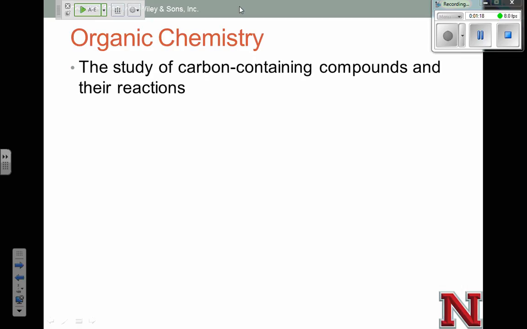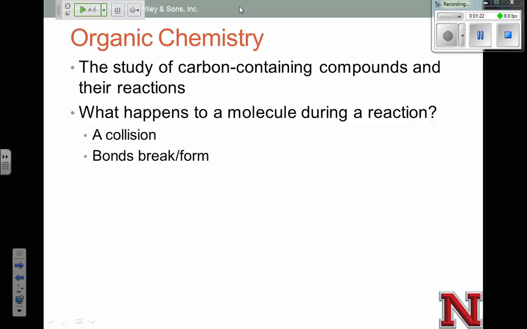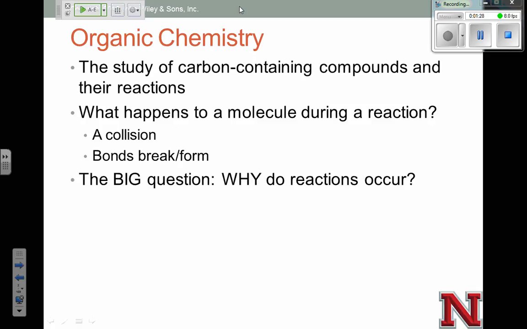So organic chemistry is the study of organic-containing compounds and their reactions. Specifically, what happens to a molecule during a reaction? Collisions and bonds breaking and forming. That's what we're focusing on. The big question, why do reactions occur? Can we predict when reactions will occur? Can we predict what products we're going to get? And all of those are really important.